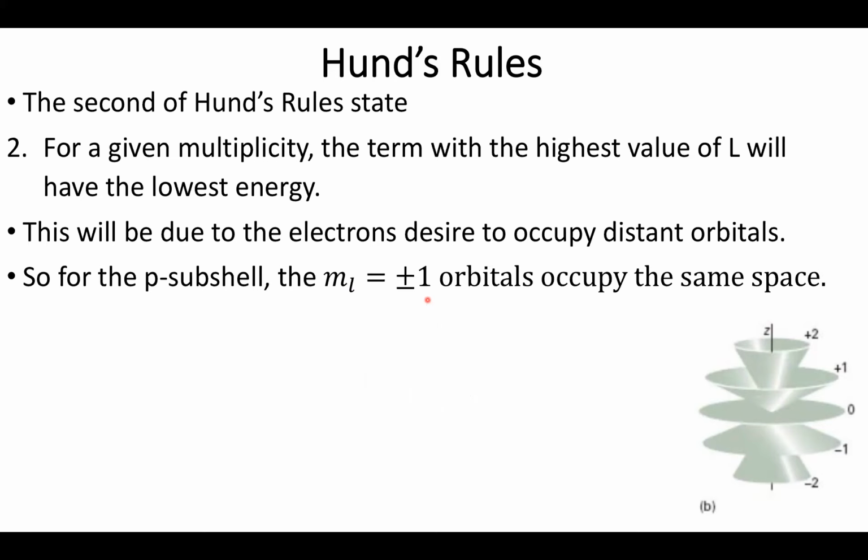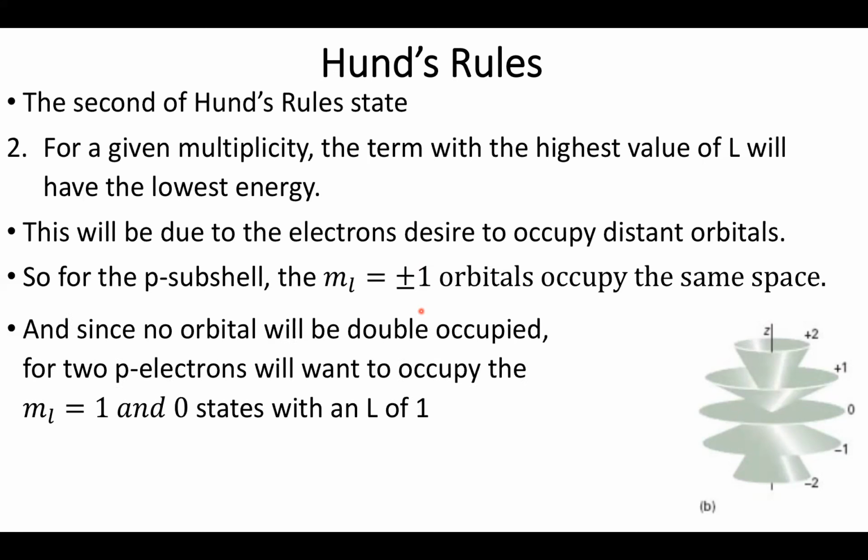If I wasn't going to maximize L, I might put 1 electron in each one of these orbitals. And if I do that, they're sitting right on top of each other. Again, this leads to a lot of electron-electron repulsion. So let's think about my silicon system. I've got 2p electrons, and since no orbital will want to be doubly occupied, I'm going to want to put 1 electron in the +1 state and 1 in the 0 state, where they stay away from each other. When I do this, that gives me a net orbital angular momentum of 1.